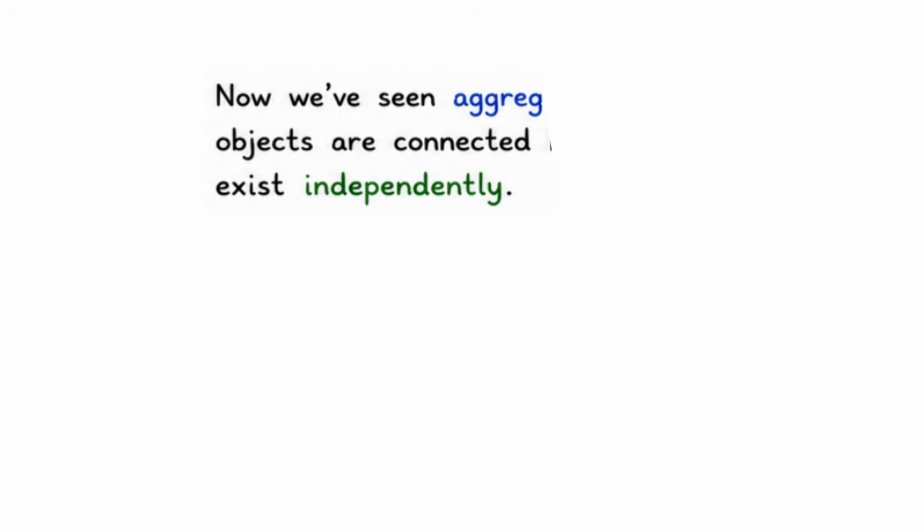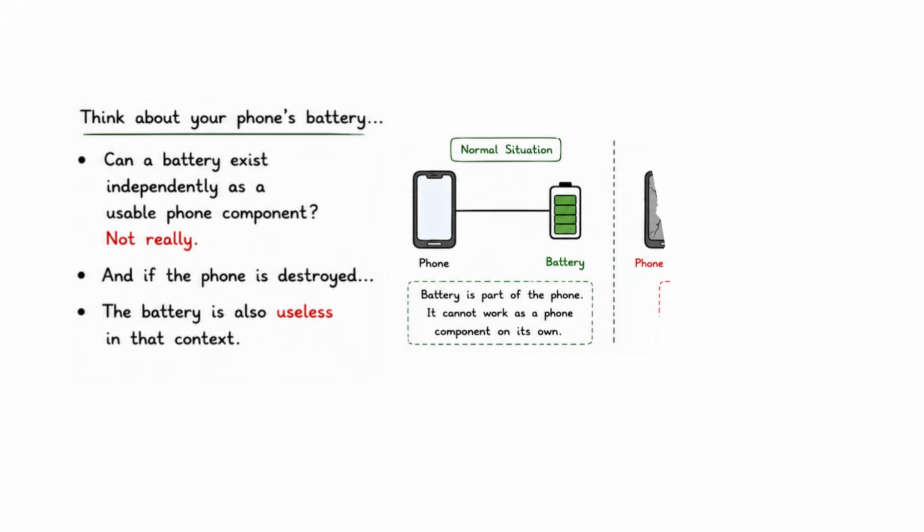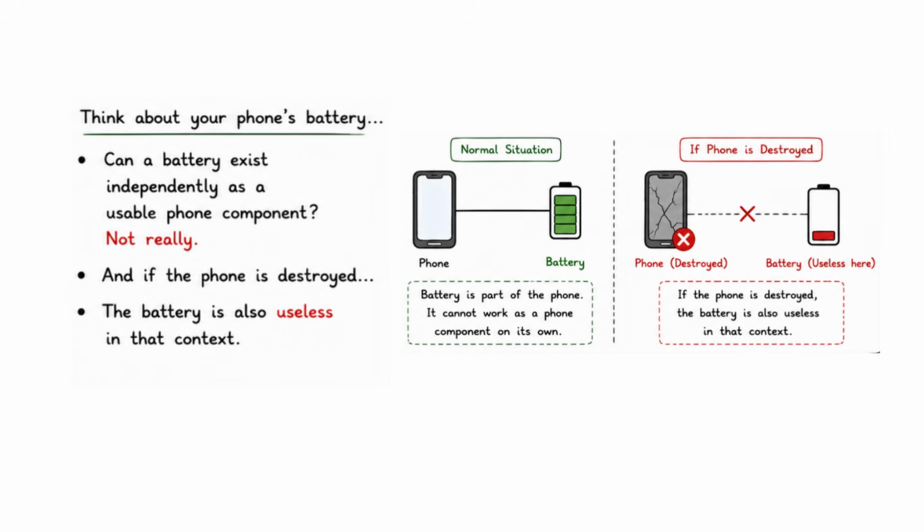Now we have seen aggregation, where objects are connected but can exist independently. But let me ask you something. What if one object cannot exist without the other? Think about your phone's battery. Can a battery exist independently as a usable component? Not really. And if the phone is destroyed, the battery is also useless in that context. And this is called composition.